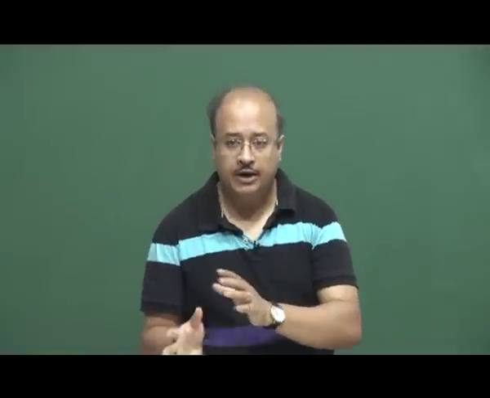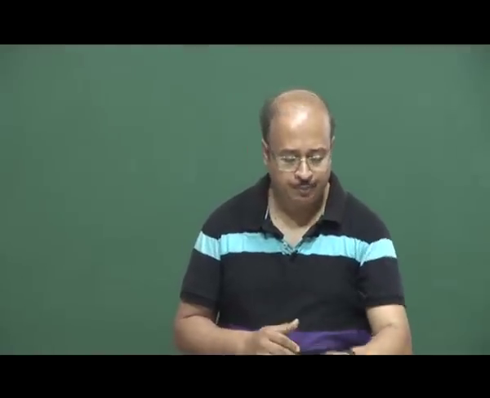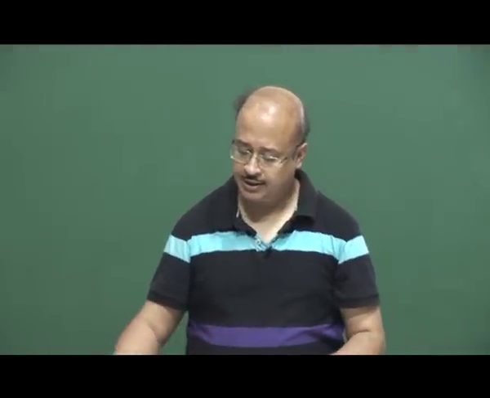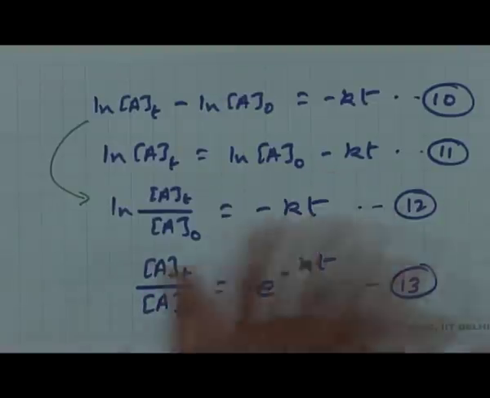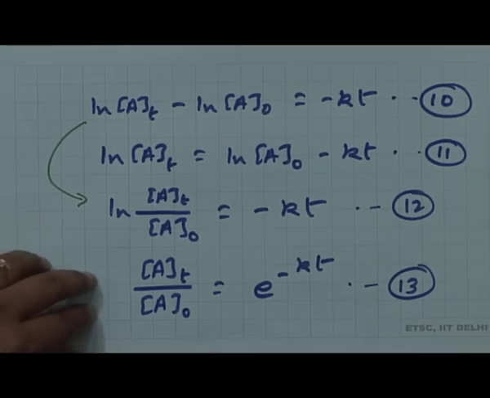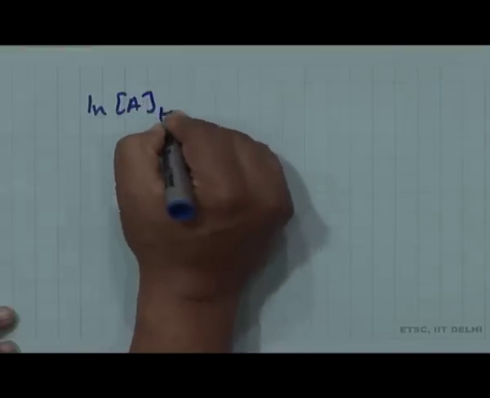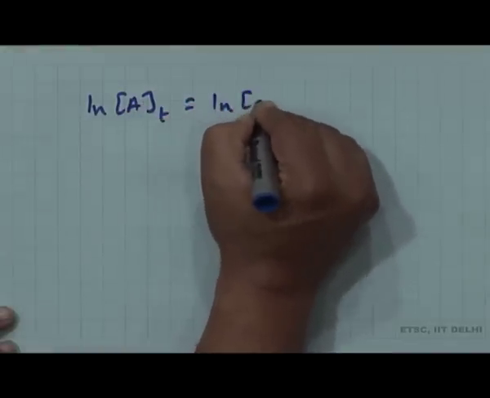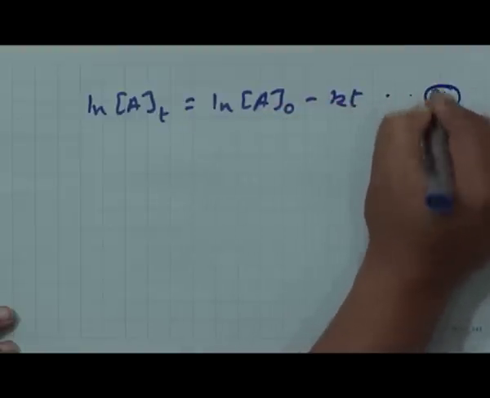Okay. Now, what can we do with this? You have seen different variations of the same equation. Now, let us take these variations one by one. So, for example, let us go back to this variation, which was the one we said was equation number 11. So, from equation number 11, let us write this one down again. Remember, we are still talking about a first order reaction, ln A equals ln A naught minus k t. So, this was our equation number 11.